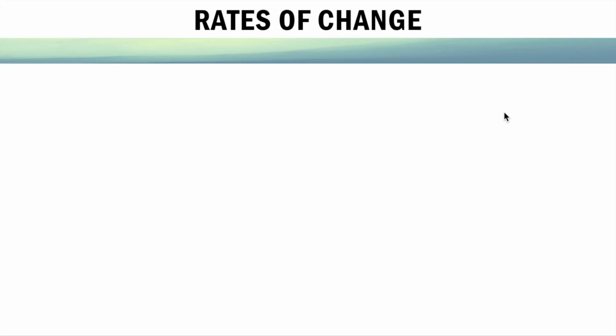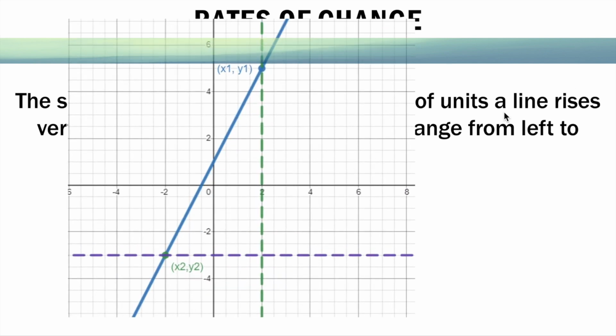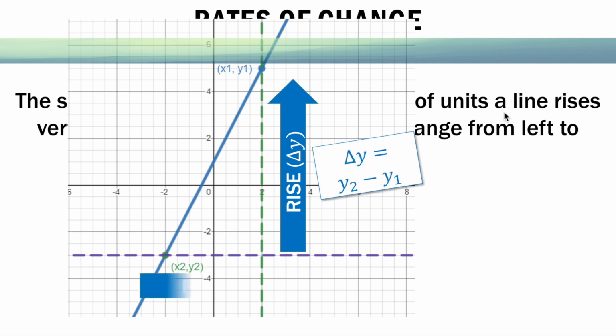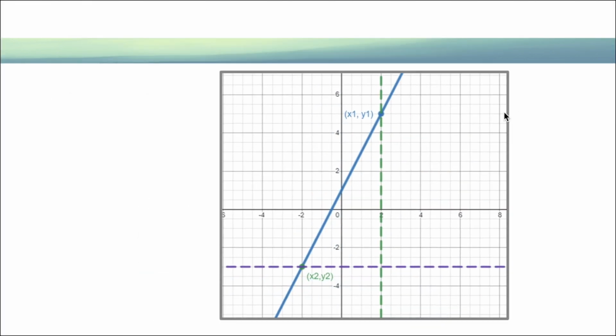All right, rates of change. This is a big, big, big deal in calculus. A rate of change you might be most familiar with is slope. So the slope is the measure of the number of units a line rises vertically for each unit of horizontal change from left to right along this line. Whew, that's a lot of words. You might know that as rise over run. So there's rise, that's the change in y, over run, which is the change in x.